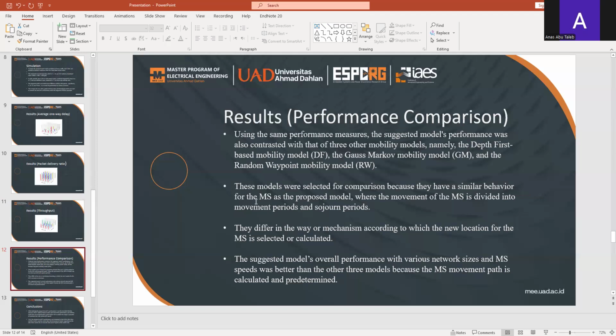After simulating all these models using the same scenarios, it turned out that the overall performance of the suggested mobility model was better than the other three models because the movement path is predetermined and pre-calculated.